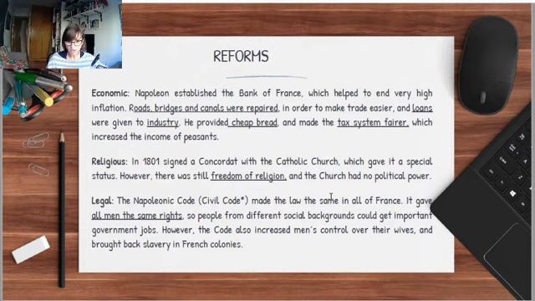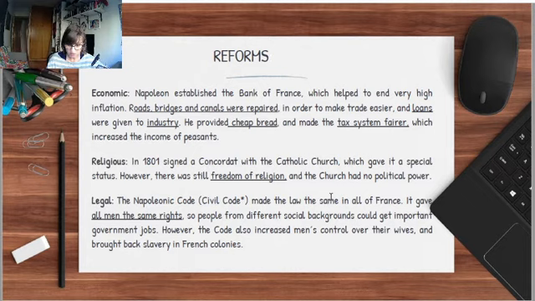For example, in the economic sphere, he's going to establish the Bank of France, which helped to end very high inflation. Roads, bridges, and canals were repaired in order to make trade easier, and loans were given to industry. He provided cheap bread and made the tax system fairer, which increased the incomes of peasants.